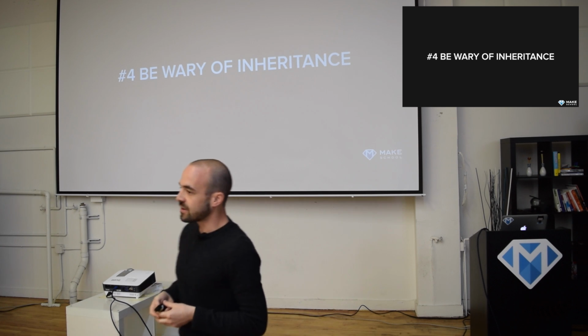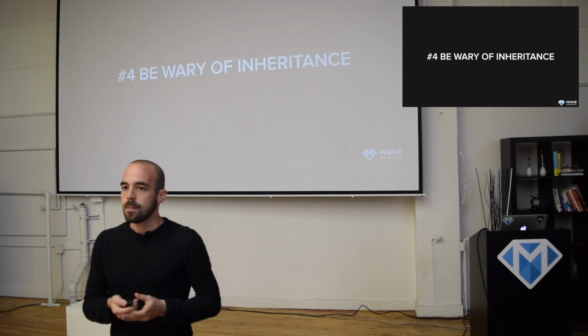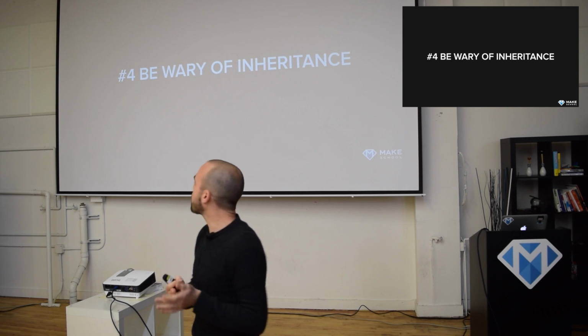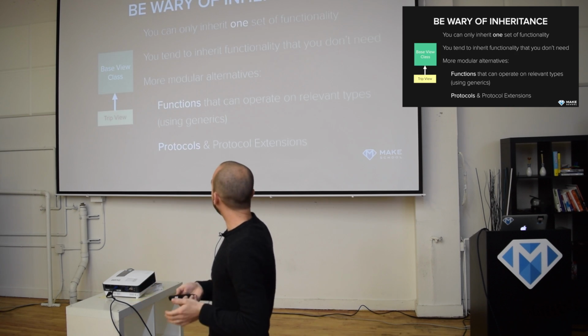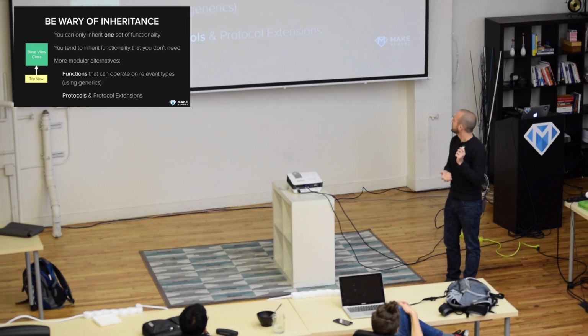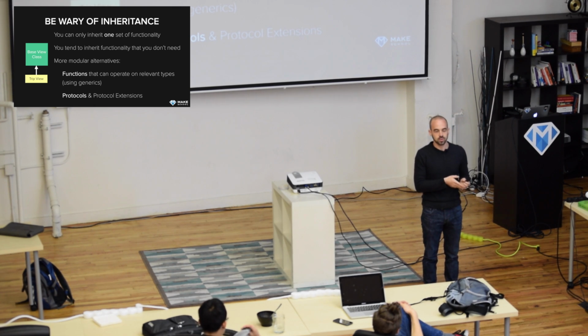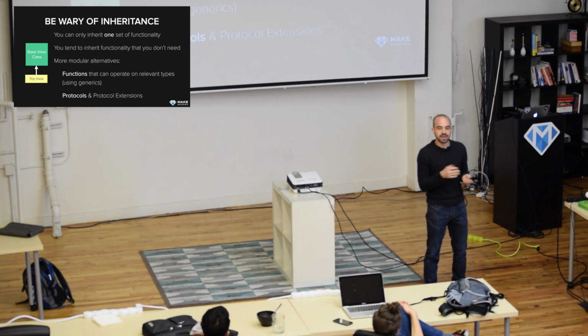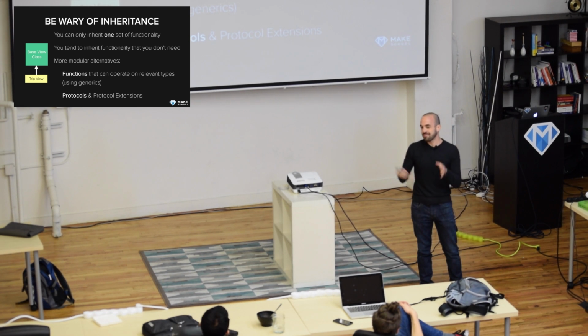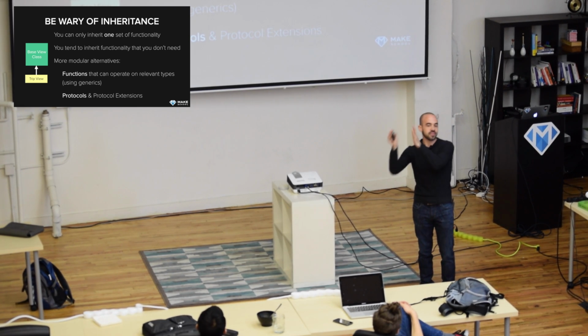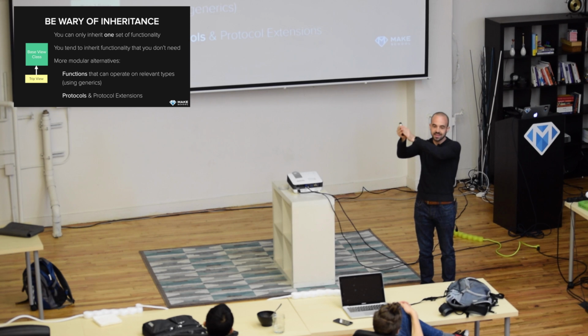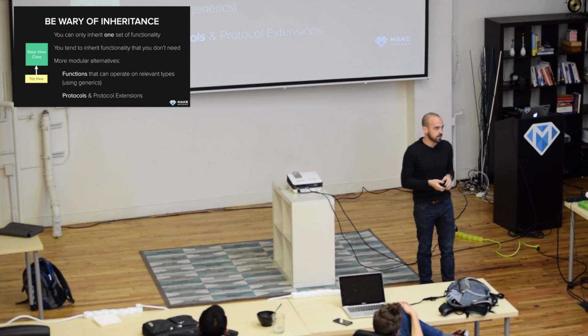The fourth one is a little bit different, and it's also particular more to Swift than to other programming languages, and that is called be wary of inheritance. So inheritance is typically a way of how you share code between different classes. And the main idea behind inheritance is you have 5 things that are very similar to a different thing, so let's create a base class and then use inheritance to share code between them.